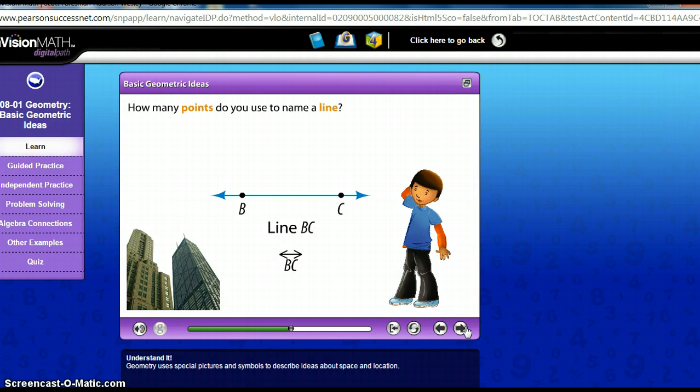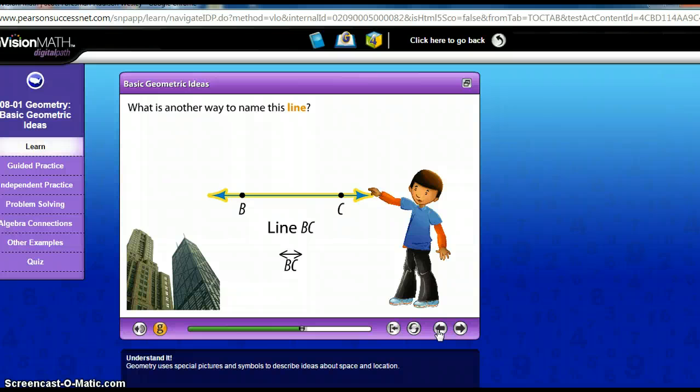How many points do you use to name a line? You use 2 points to name a line. 2 points, not just one, both of them. What is another way to name this line? What's another way you could name this line?